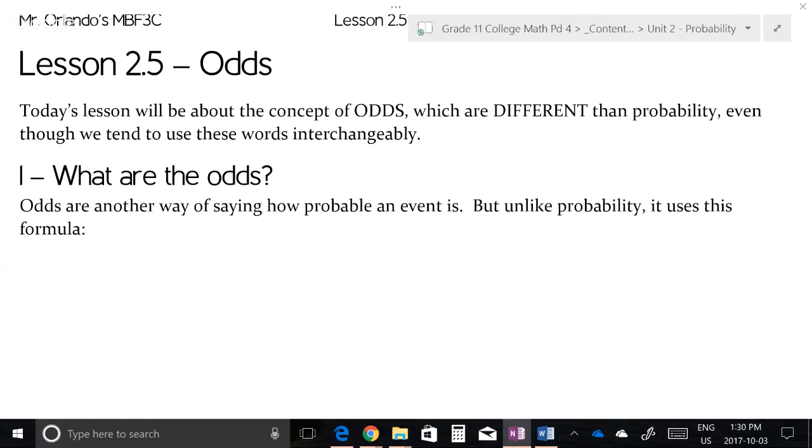The first is betting, all right? If you go to the racetrack, or if you go to a casino, or if you go to Vegas, they will express things as odds. Or people who gamble online, like you could go online today and place a bet on who the next Prime Minister of Canada will be, and they'll tell you the odds of that happening.